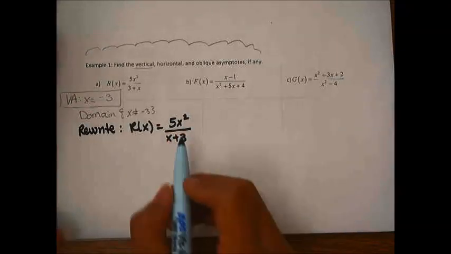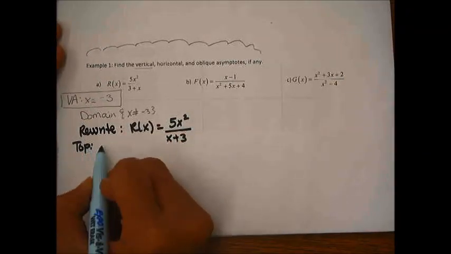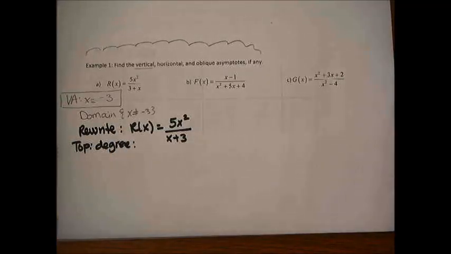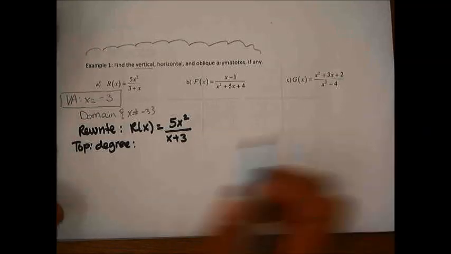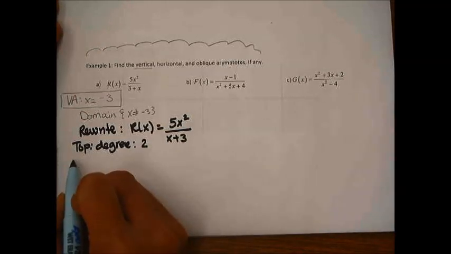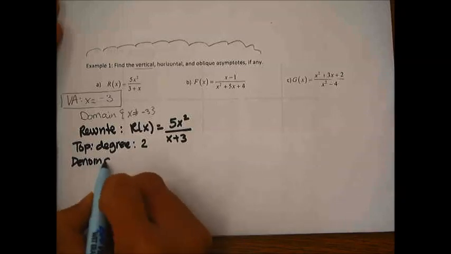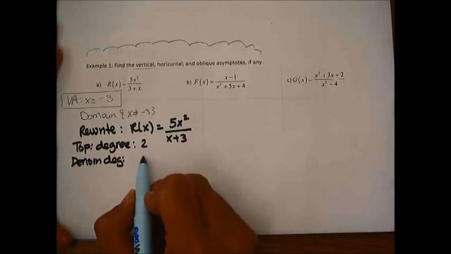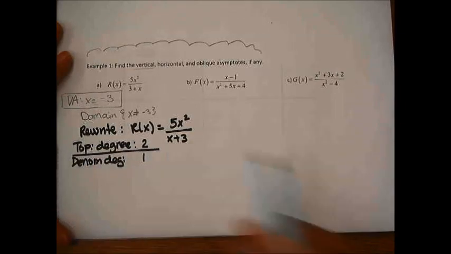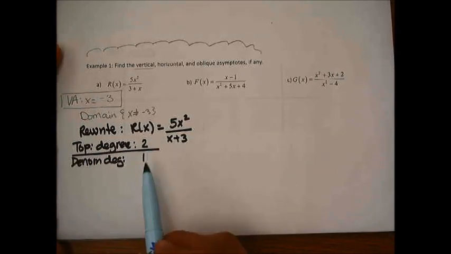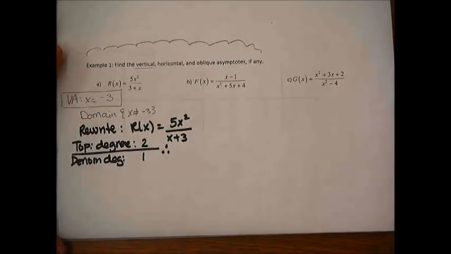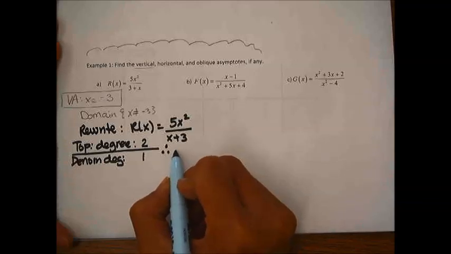Alright, so let's look at the degree on the top. What's the degree on the numerator? Degree on the numerator is 2. Denominator degree: what's the degree in the denominator? It would be 1. So notice how the degree on the top is 2 and the degree on the denominator is 1. Therefore, this is an improper.